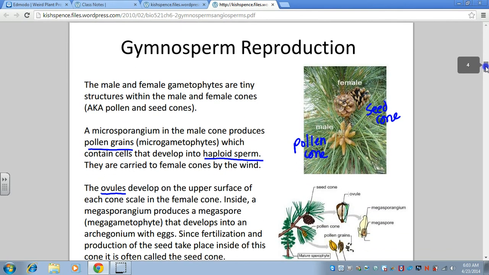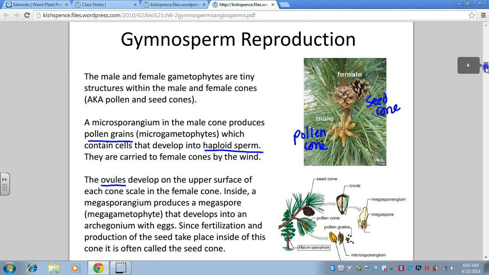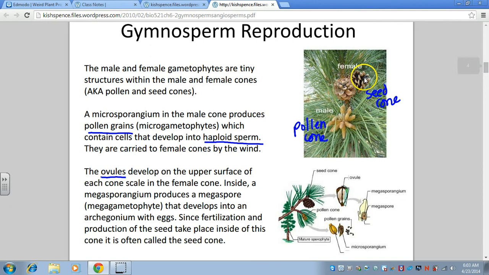In terms of reproduction, we said they make male and female cones. So the female cone tends to be a little bigger, and it's often called the seed cone because the seed actually is produced in the female cone. The pollen cone, or male cone, produces pollen, so that's why we sometimes call it the pollen cone. Sometimes we call it a strobili because it's shaped a little different.